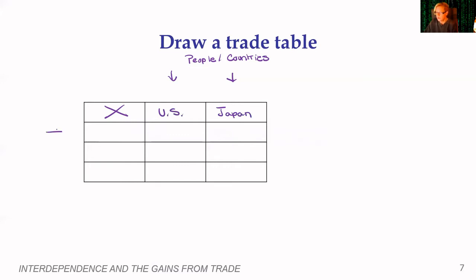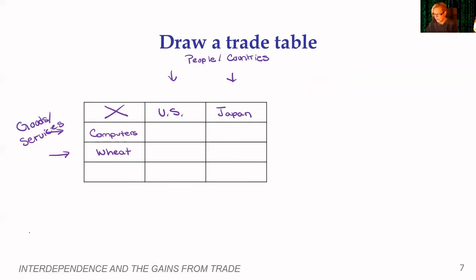Along the rows, the row headings, that's where I want my goods or services. And in our problem, we're dealing with computers and wheat. Okay, so up top on the column headings are our people or our countries. Our row headings are always our goods and our services.